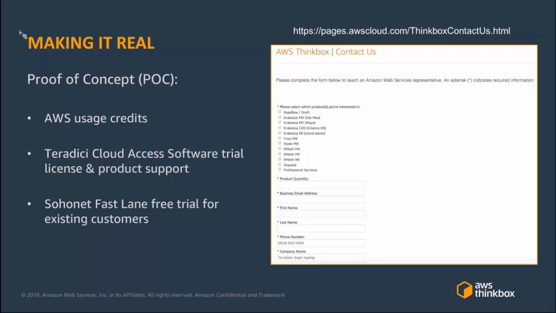And then finally, our partners SohoNet, which is a great network provider, very popular in our industry. For existing SohoNet customers that are on-net with SohoNet, they're providing a free trial of their Fastlane product, which allows you to connect to AWS through a dark fiber connection, which is managed on our behalf by SohoNet for you. So you can experience what it's like to have a really fast link that's not contended.